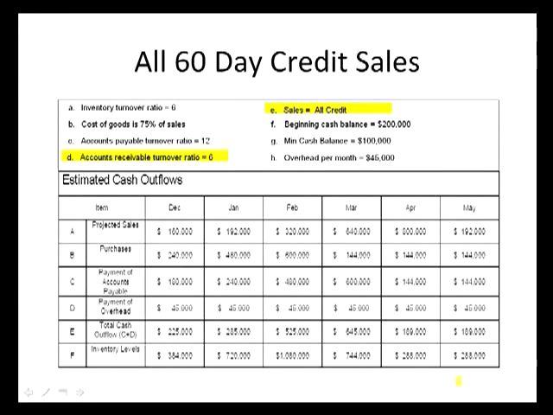Our last scenario is to assume that all sales are on credit, again no cash sales, but this time we assume that our customers don't pay anything until 60 days after their purchase. As we found before, when we look at cash outflows, cash outflow is not affected by this change, so again we have the same figures as you saw in figure 14.4.